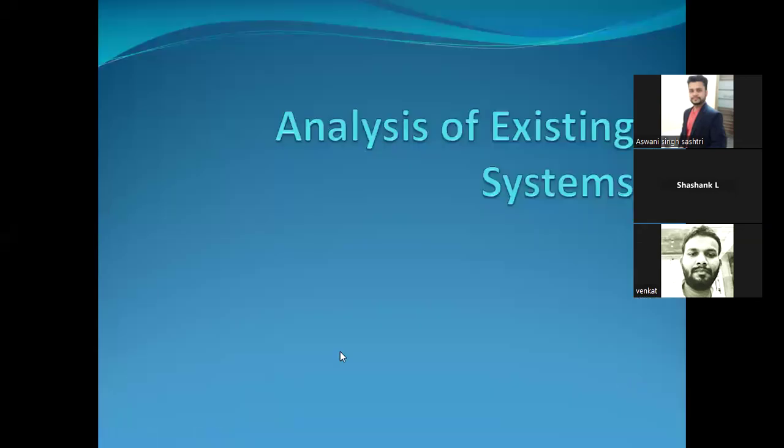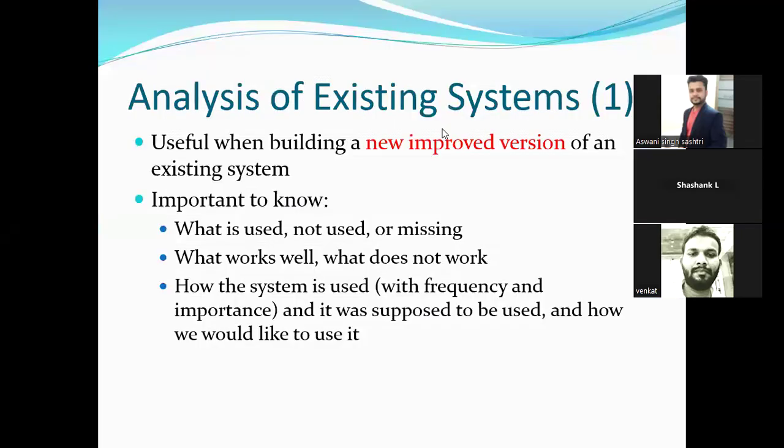Now, the first one is the analysis of existing system. Whenever we are working with the client, whenever we are working on a new project, we should have an understanding of the analysis of the existing system as well, that is, how my system works right now. This is very important to know. Analysis of existing system is useful when building a new improved version of the existing system. So whenever we are working on a new version for which an existing system is already available, then analysis of existing system is of much importance.